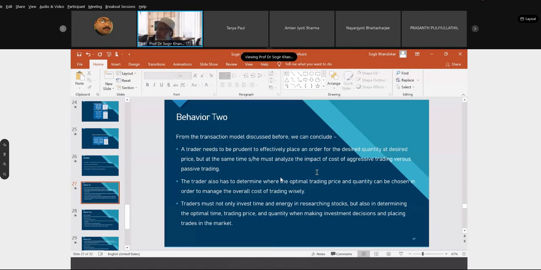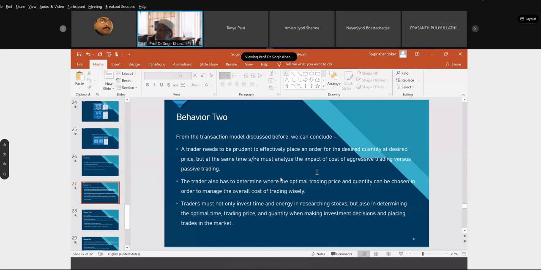From the transaction model discussed before, we saw how each component and its subcomponent can play a role, but at the same time, he or she must analyze the impact of the cost of aggressive trading versus passive trading. The trader also has to determine where the optimal trading price and quantity can be chosen in order to manage the overall cost of trading wisely.